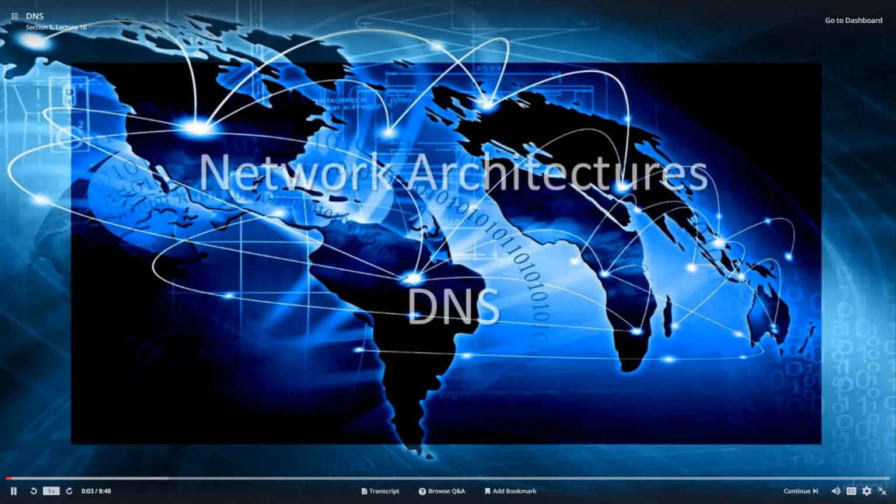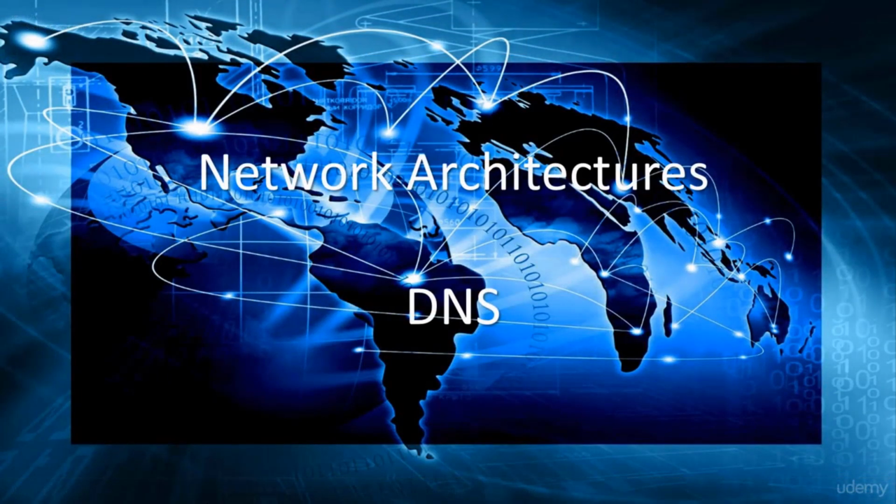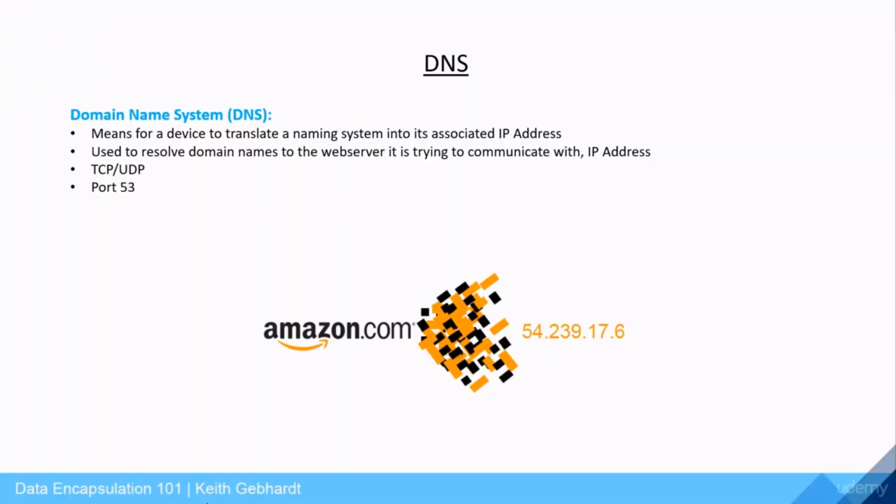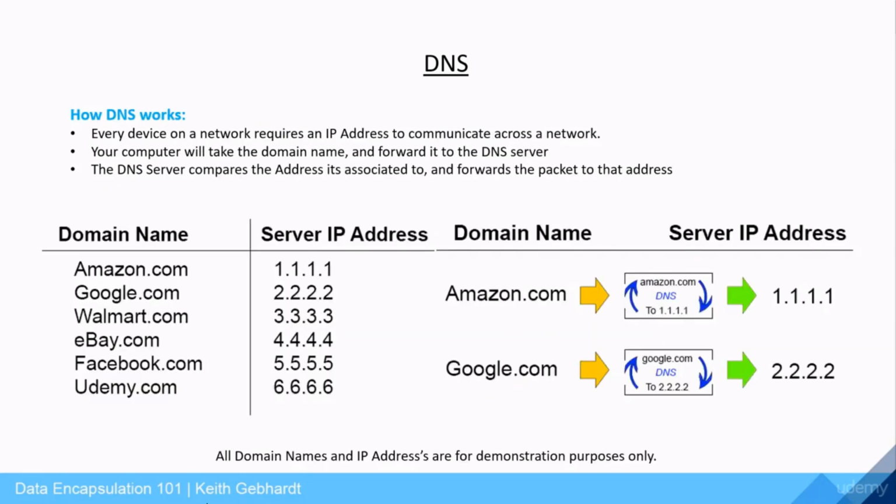My name is Keith Gebhart, and in this lecture we're going to discuss the DNS protocol. Domain Name System, or DNS, is a protocol which provides a means for a device to translate a naming system into its associated IP address. It is used to resolve domain names to the IP address of the web server it is trying to communicate with. DNS uses either the TCP or UDP transport layer protocol, and it uses port 53 to establish a connection.